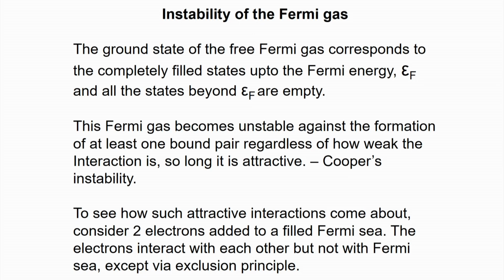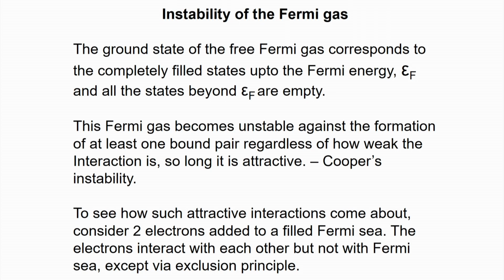This is the definition of the Fermi distribution function. But this Fermi gas is going to become unstable against the formation of at least one bound pair, regardless of how weak the interaction is, so long as it is attractive. This was known as Cooper's instability.